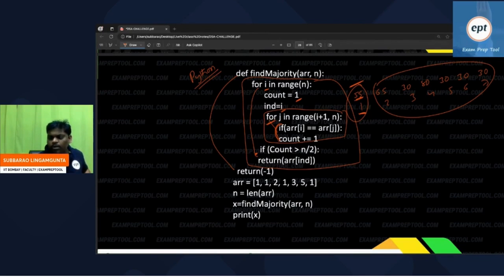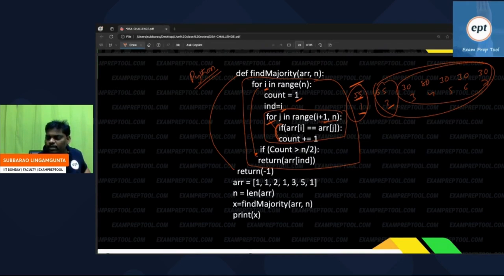If after counting, count is greater than n by 2, then that is the mid element. He is the actual majority element. If not, i value becomes 2. So count becomes 1, index becomes 2. Now that will be compared with all other people. So from i plus 1 onwards it will go. If you take this one, it will be compared with all other people. So like that it will keep on going.